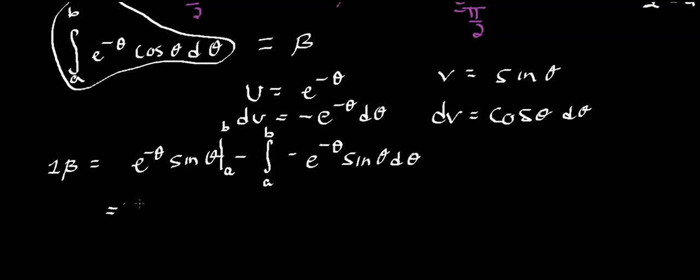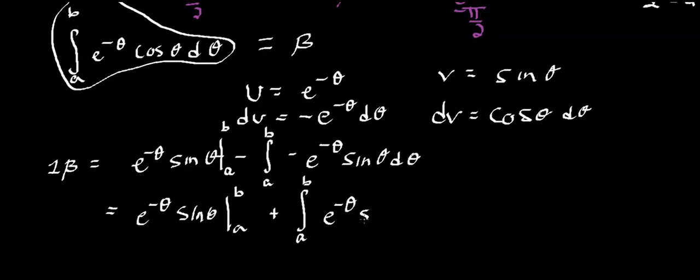Let's clean this up a little bit. So beta is equal to e to the negative theta times sine of theta, evaluated from a to b, plus the integral from a to b. And the reason I'm adding it now is because the negatives cancel, and this is the integral of e to the negative theta sine of theta d theta. So this is my new integral, and when it's evaluated from a to b, it'll be equal to beta.